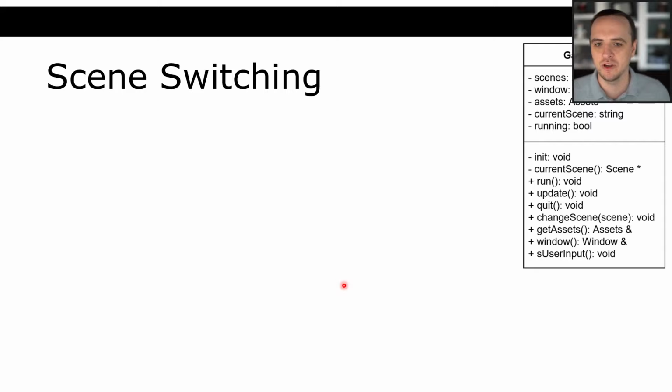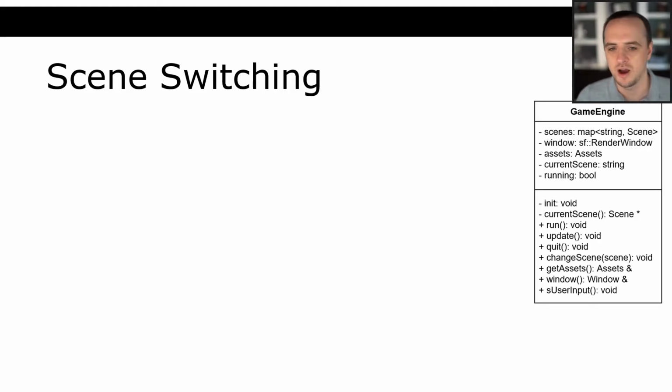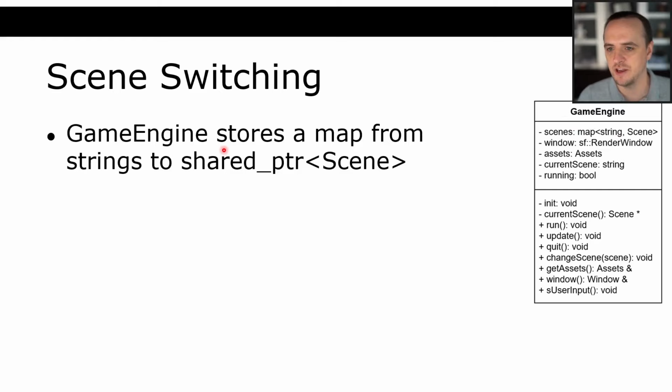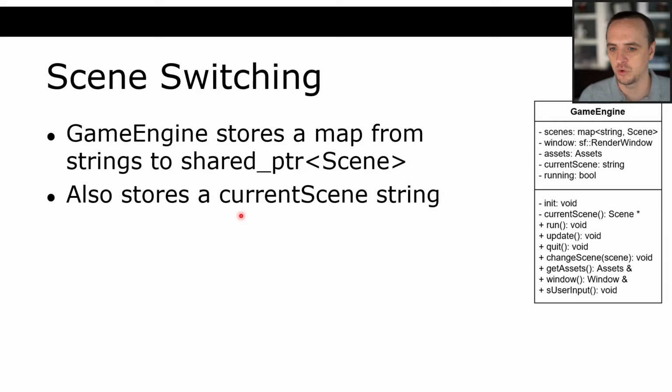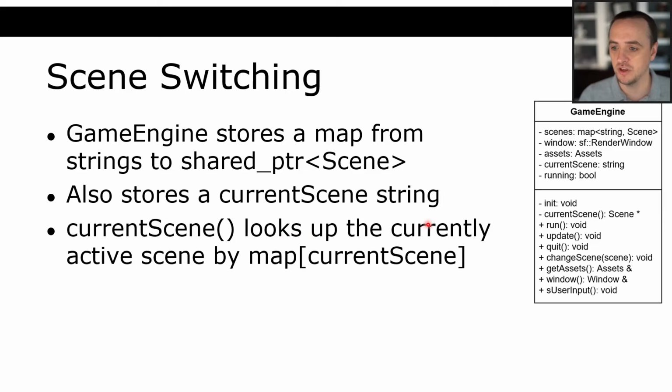So how are we going to switch scenes then? Well, as you can see over here, the game engine stores a map from strings to shared pointers of scenes. So we're going to be using shared pointers again for scenes. It also stores a current scene string. So current scene looks up the currently active scene by calling map current scene. That's it.